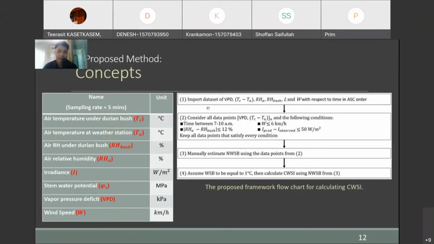The first step is that we will import the dataset of the VPD, the TC minus TA, the RHA, the psi S, the I, and the U with respect to time in ascending order, and then divide and separate them day by day. Then we will consider if these data points follow these conditions or not. The data must be between 7 to 10 a.m. It must be under wind speed under 6 km/h.